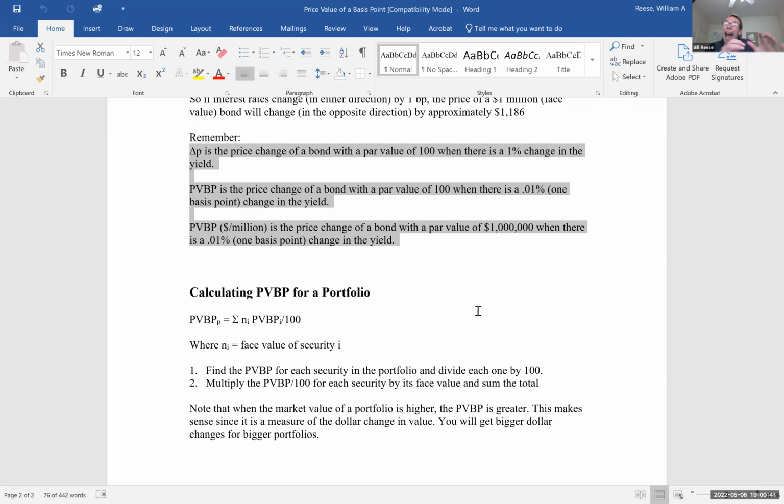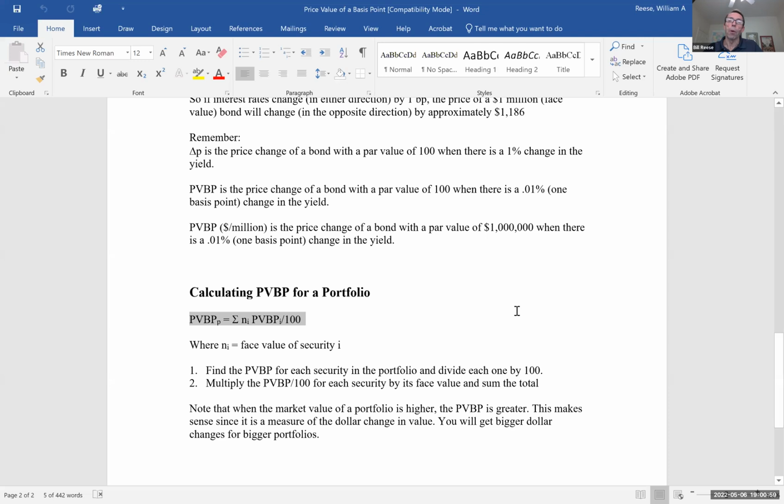Duration was kind of an average of all the bonds because it was a percentage, okay? But because this is dollars and cents, a bigger portfolio is going to mean a bigger dollar change. It's not an average of them. It's going to be more summing them all up. So this is our formula here, okay? The price value of a basis point for a portfolio is going to be summing up the following, okay?